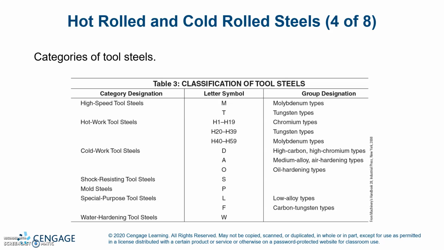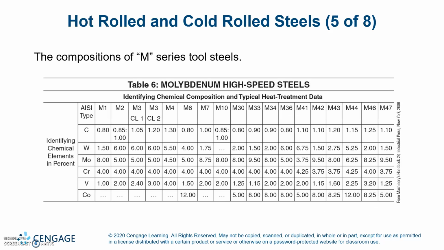Cold work tool steels, D is high carbon, high chromium types. A is medium alloy, air hardening types. O is oil hardening. Shock resistant tool steels is S. Mold steels is P. Special purpose tool steels is L for low alloy types. F, tungsten carbide types, and water hardening tool steels is W. The compositions of M series tool steels, and that shows the different chemical compositions and typical heat treatment data.